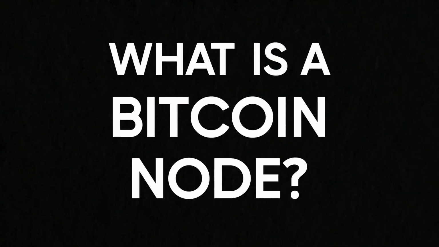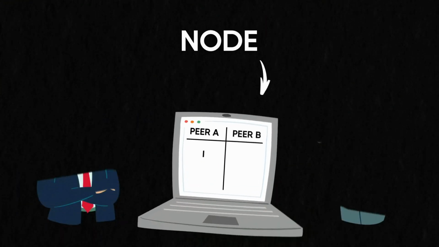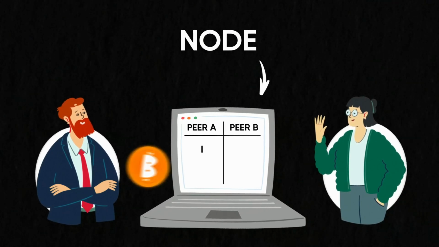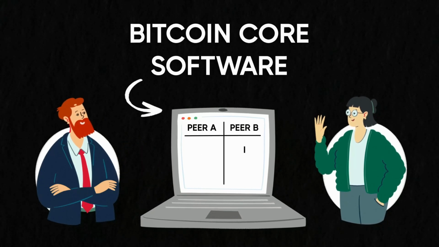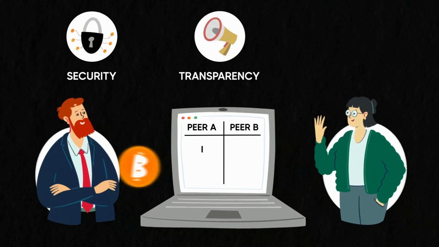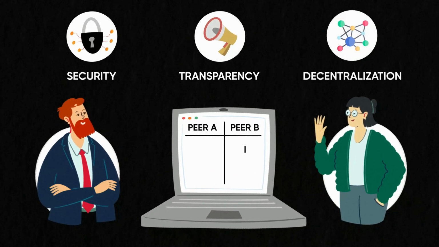What is a Bitcoin node? A node is a computer that keeps a record of transactions on the Bitcoin network. It does this by running the Bitcoin Core software. Nodes uphold the security, transparency, and distributed nature of the network.